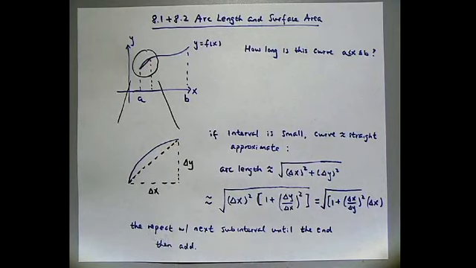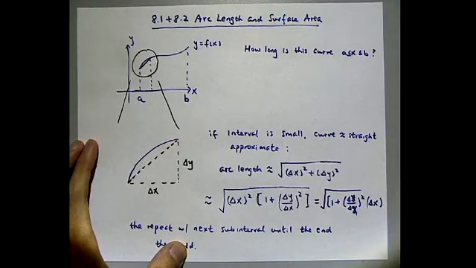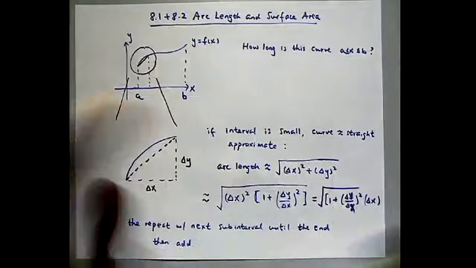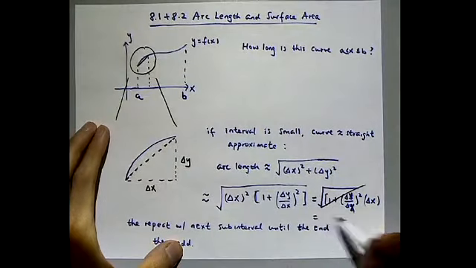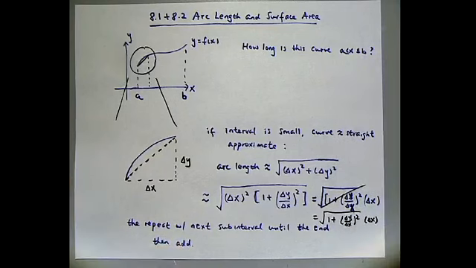Yeah. It is. Thank you. Oh, that made it worse, didn't it? All right, so let's rewrite that. 1 plus delta y over delta x quantity squared delta x. Sorry about that.